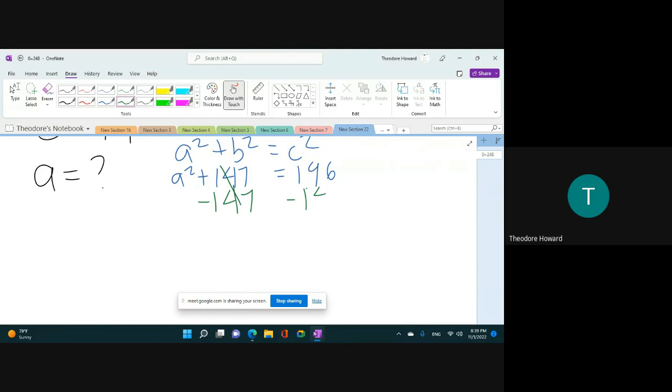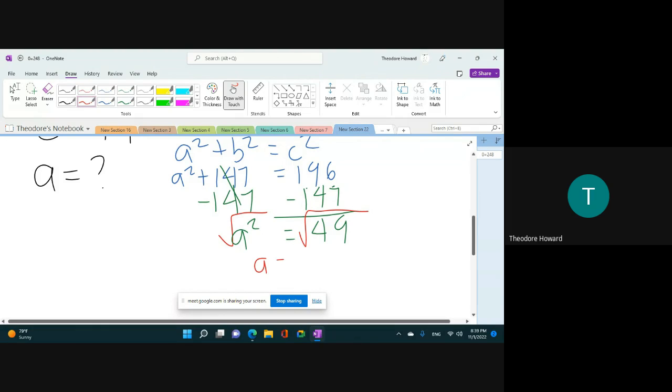So 196 minus 147 is what? 49. Okay, so what do we do next? You gotta tell me the process. Figure out what the square root of 49 is. I don't know if this is right. Yep, so what is it? Hold on, 7. So A equals 7.